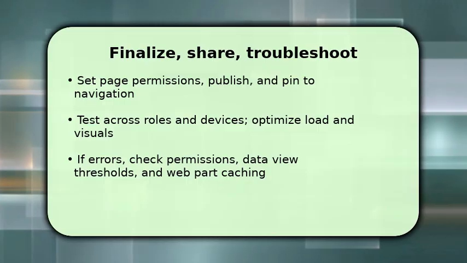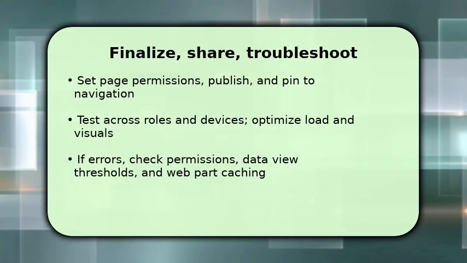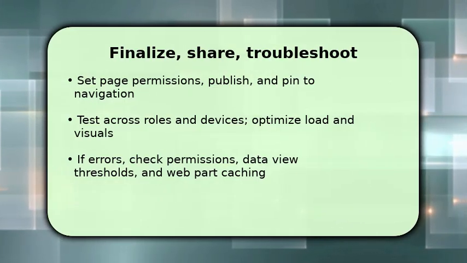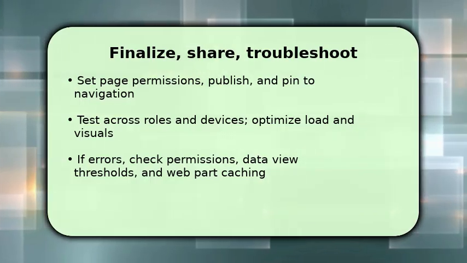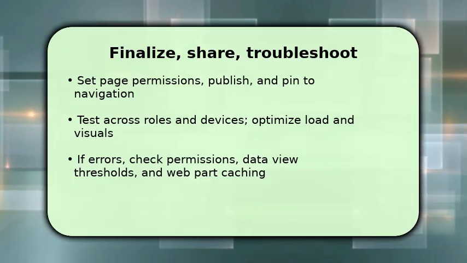If performance lags, enable view thresholds, reduce items returned, or use Power BI datasets for heavy visuals. If a web part shows no data, verify permissions, list thresholds, and refresh web part caching. These are the most common fixes. Finally, collect feedback and iterate.